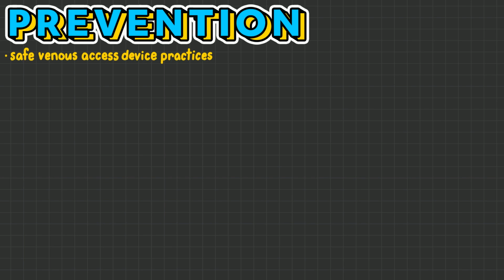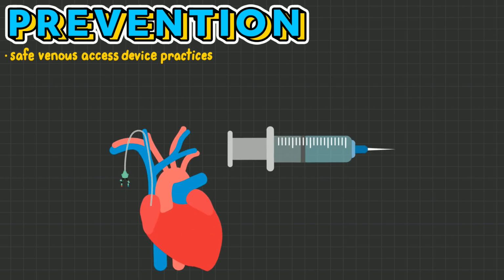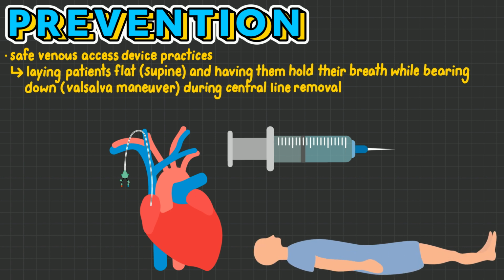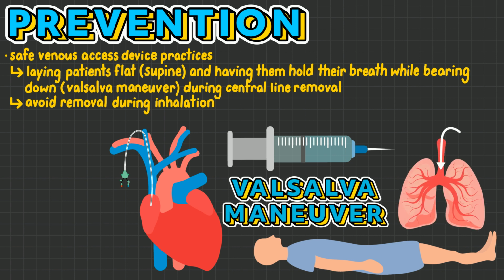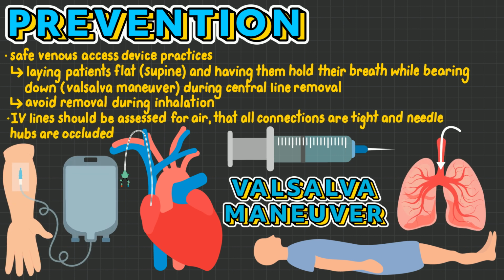Prevention of iatrogenic venous gas emboli focuses on safe venous access device practices. This includes laying patients flat, also known as supine, and having them hold their breath while bearing down, known as the Valsalva maneuver, while removing central lines. Removal should be avoided during inhalation. Additionally, intravenous lines should be assessed for air, that all connections are tight and needle hubs are occluded.